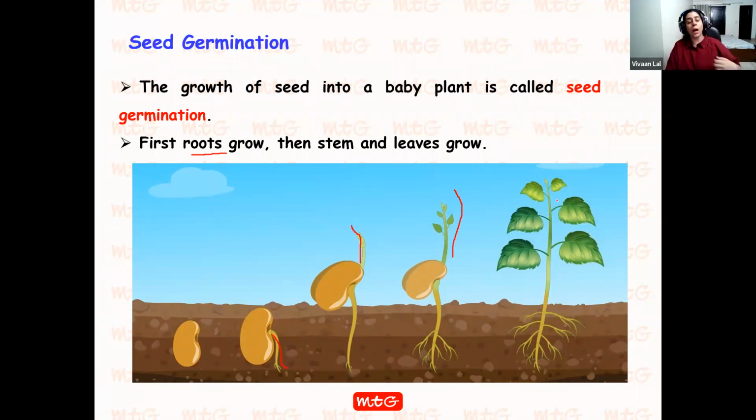So this is how seed germination happens. We give water. The seed is soaked in the water so that the cover of the seed gets removed. When the outer covering of the seed gets removed, then the root and the shoot begin to appear. Okay? Yes, beta, what's your doubt?